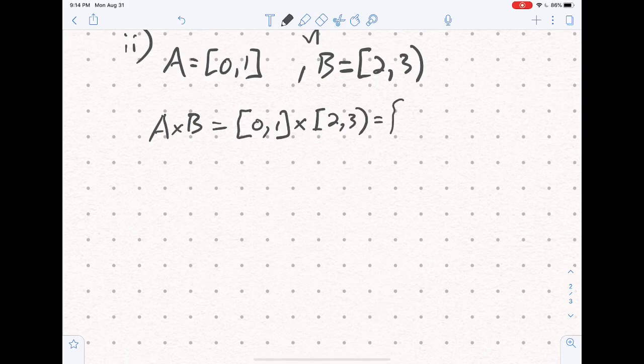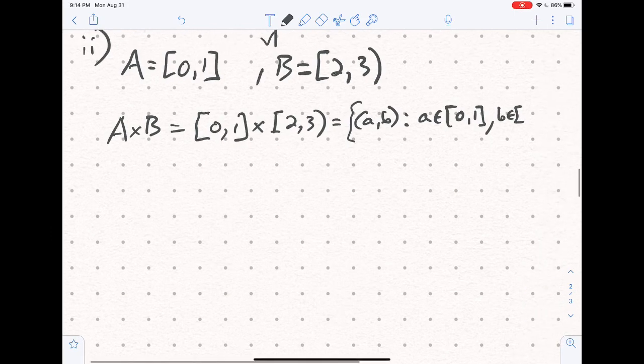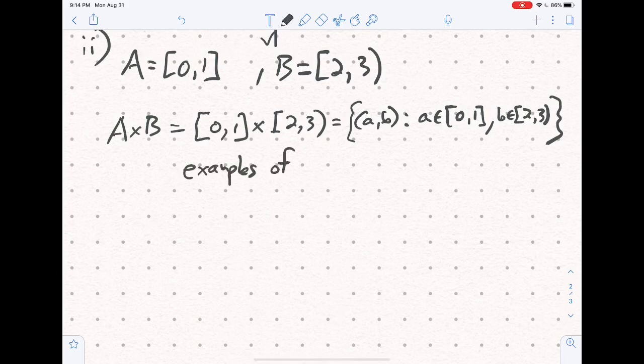Well, it's equal to a set, and it's a set of ordered pairs (a, b), where what happens? Well, the first thing, the a, has to come from our first set. So a has to be a member of [0, 1]. This is just from that definition of Cartesian product. And similarly, the second thing, b, has to come from our second set, [2, 3). So let me give you some examples of things that are in A times B. So examples of members of A times B.